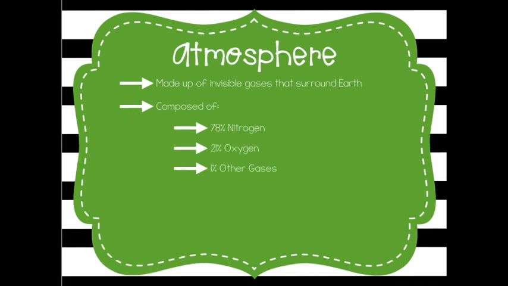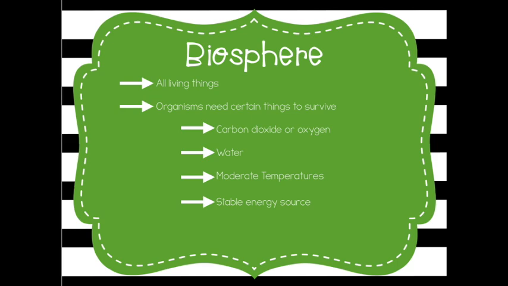Next, we have the atmosphere, which makes up all of the invisible gases that surround Earth. Now, our air is composed of 78% nitrogen, 21% oxygen, and then 1% other gases. And the atmosphere is actually broken up into several layers as well, but we're not going to get into all that today. We're just going to talk about the atmosphere being all the gases that surround Earth. This leads us to the biosphere.